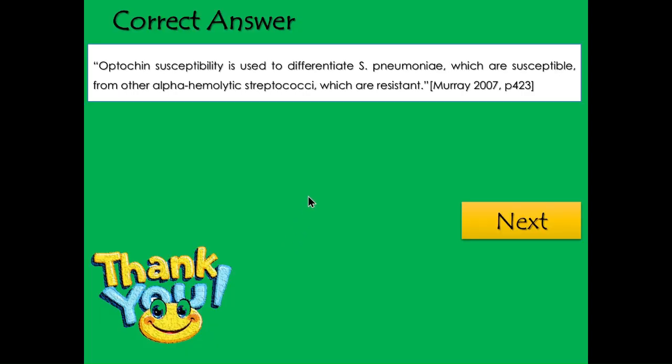Correct answer: Streptococcus pneumoniae. Optochin susceptibility is used to differentiate S. pneumoniae, which are susceptible, from other alpha hemolytic streptococci, which are resistant.